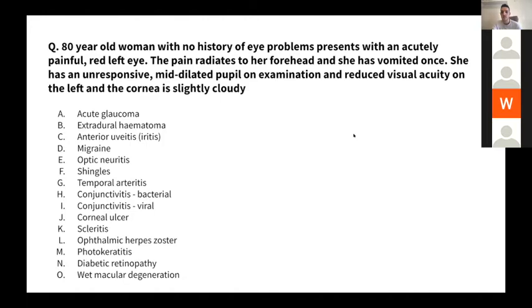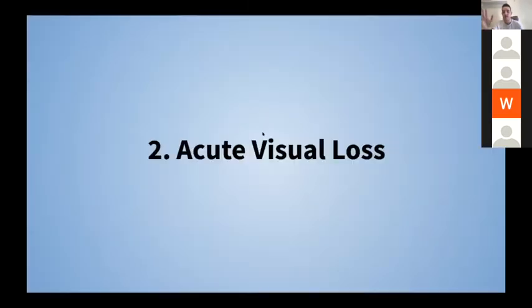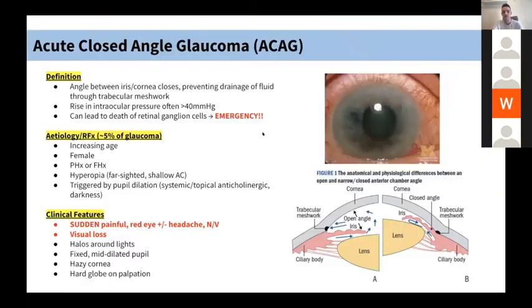I'm getting lots of A's, as I should be. So yes, this one's an acute glaucoma. I couldn't have fit any more buzzwords or signs or symptoms if I tried into this one. So let's move on and go through all the things that can cause an acute visual loss.